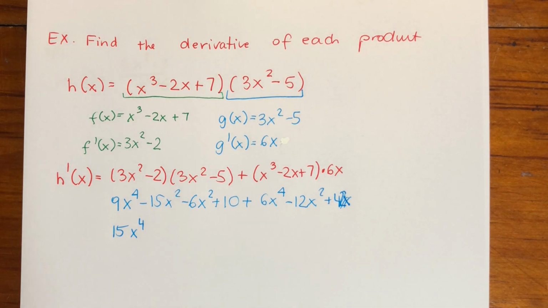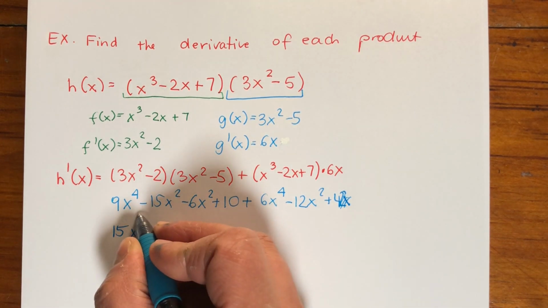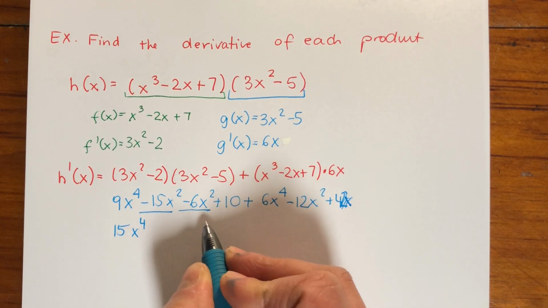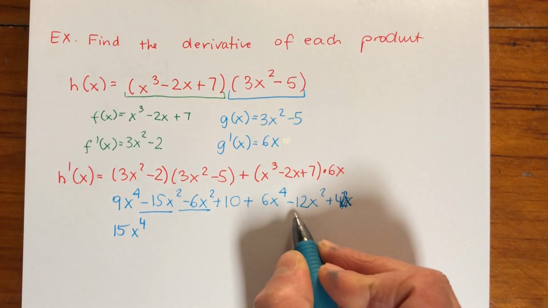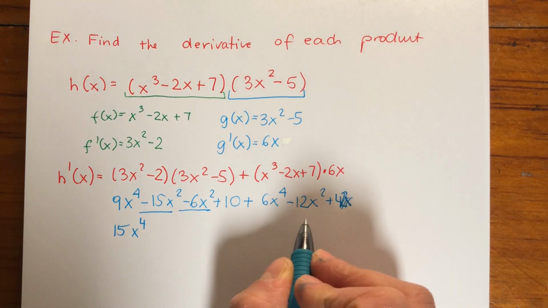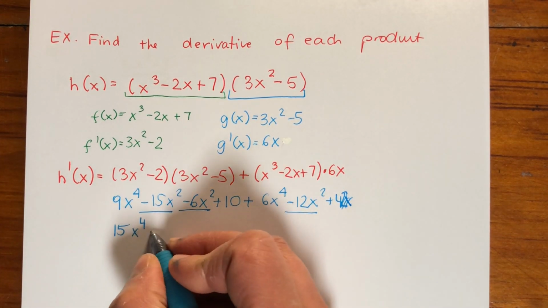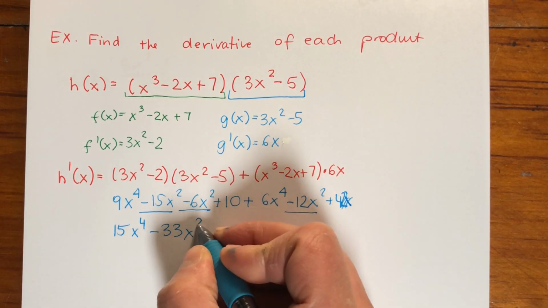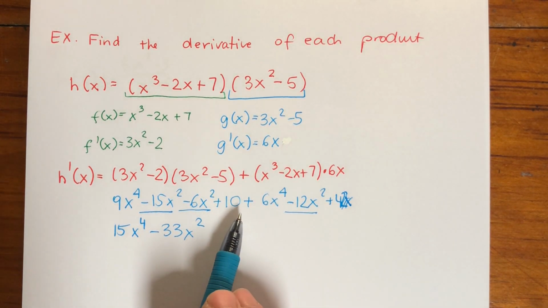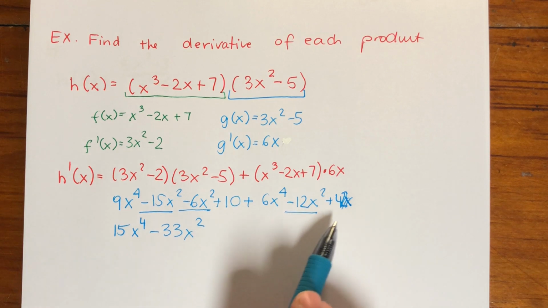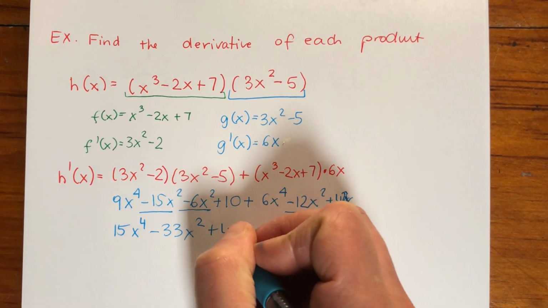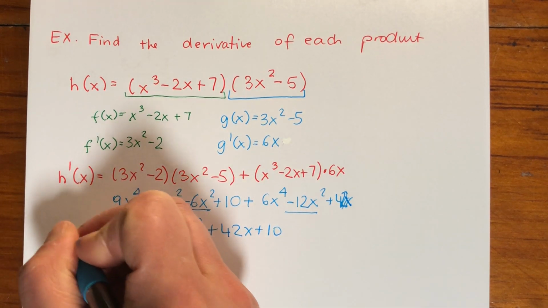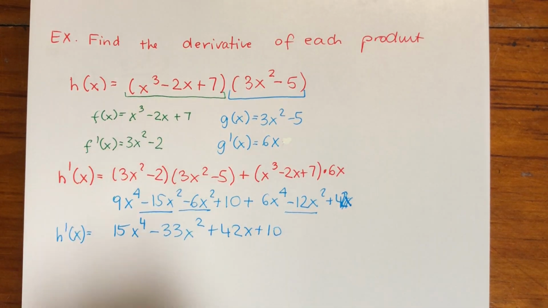There's nothing with the power of 3, but then there's negative 15, negative 6, that's negative 21, negative 21, negative 33x to the power of 2, and then I have plus 42x and plus 10. This is the derivative of the function h of x.